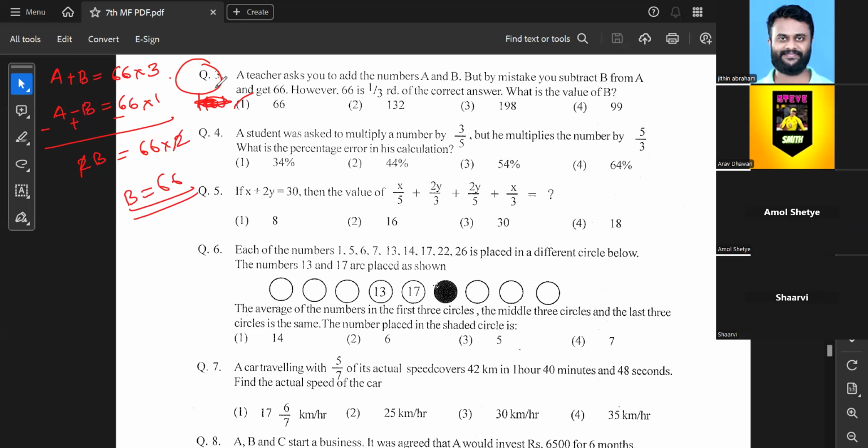Sir, I don't think the answer is 66. I think it should be 132. Sir, but 132 is the value of A. Absolutely, 132 is a value. They're asking B's value. Sorry, I misread. I didn't read the part B from A. Sorry.